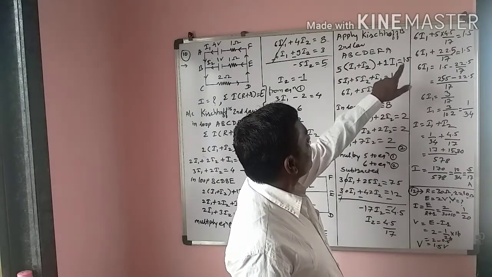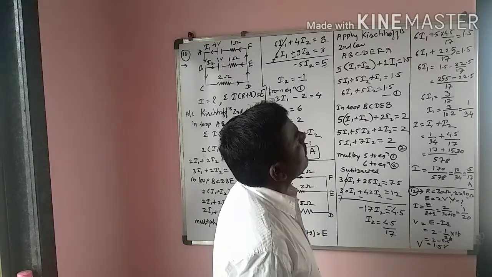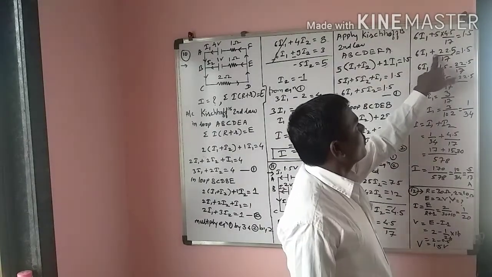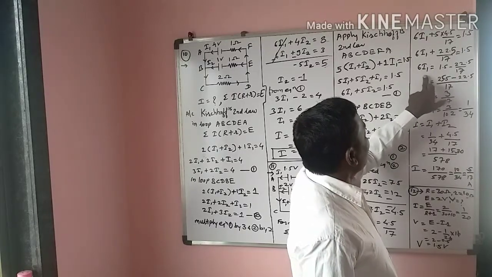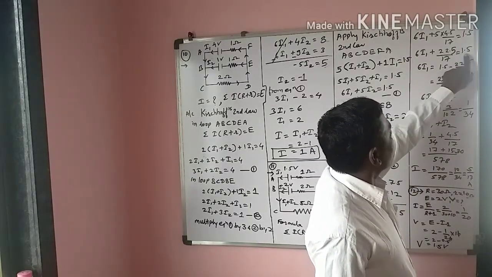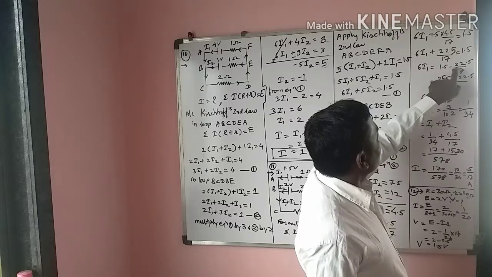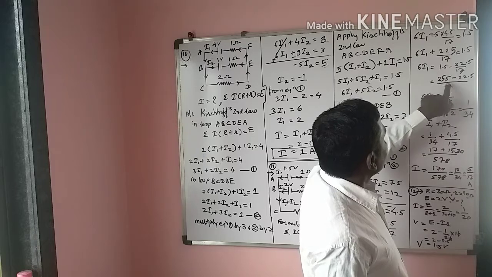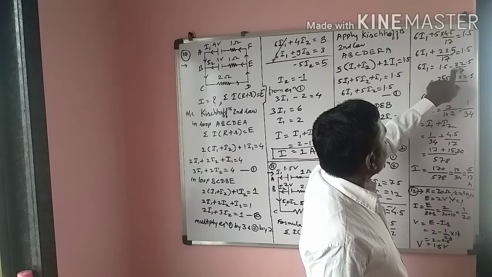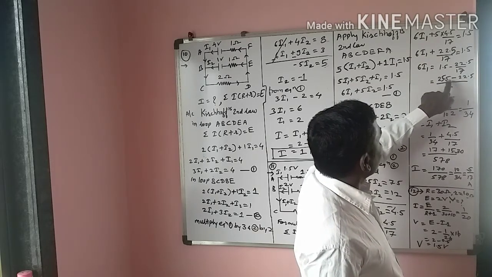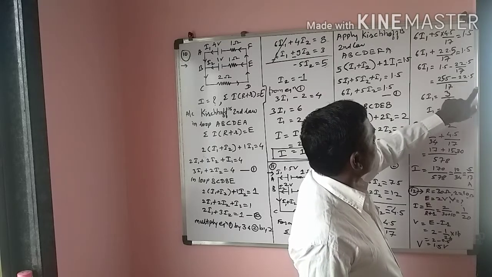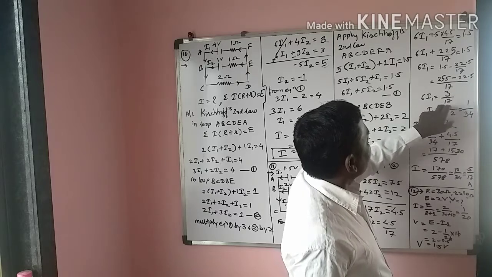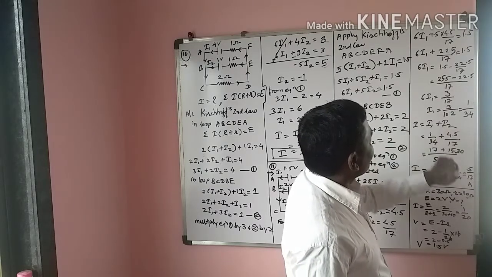6 I1 plus 5 into 4.5 upon 17 is equal to 1.5. Again the multiplication comes, that is 22.5 divided by 17. 6 I1 is equal to, this term goes here and is subtracted, that is 1.5 minus 22.5 upon 17. Again cross multiplication, 17 multiplied by 1.5 we get 25.5, minus 22.5 upon 17. Again 6 I1 is equal to 3 upon 17. The subtraction is 3 and the division is 17.